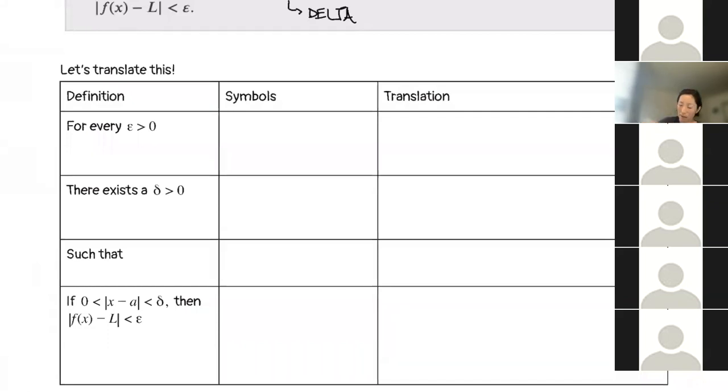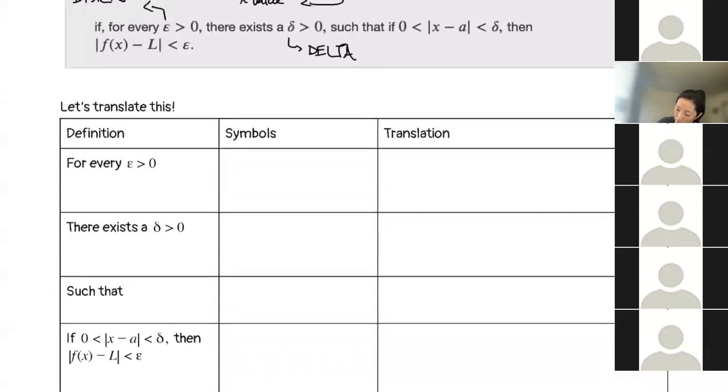The concept, the translation part, will be important for us. The first part of this theorem says for every epsilon greater than 0. If we wanted to write that in math symbols, you would write an upside down capital A, epsilon greater than 0. In symbols, this says the same thing as for every epsilon greater than 0.